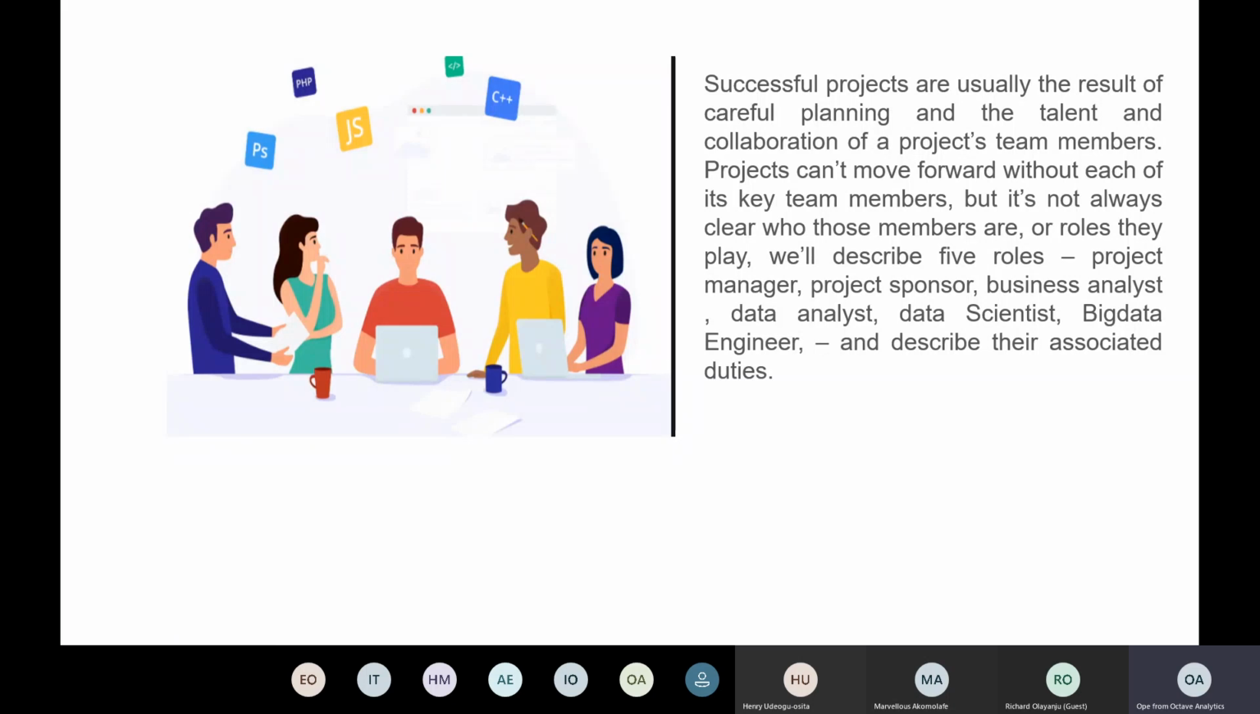Yeah, so careful planning, talent, and collaboration of project team members is what helps any project to achieve its goals, right? To achieve project management goals of timeliness, resourcefulness, and quality. Yes, and quality. So always know this: careful planning, talent, and collaboration. So projects can't move forward without each member of the key team.